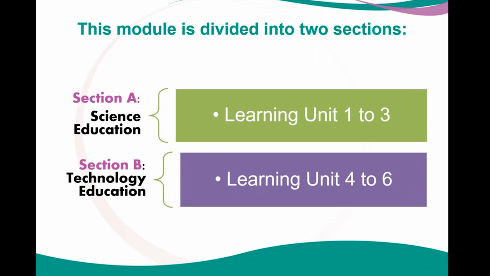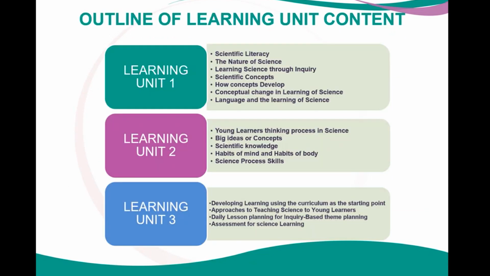This module is basically divided into two sections. So you get your section A, your science education, learning unit 1 to 3, and section B, technology education, learning unit 4 to 6. But you will see that there's a lot of overlapping between the learning units. That's why I encourage you to work from learning unit 1 to 6 in order, so that you gain the necessary knowledge and insights to go to the next unit. So just an outline of the learning unit content.